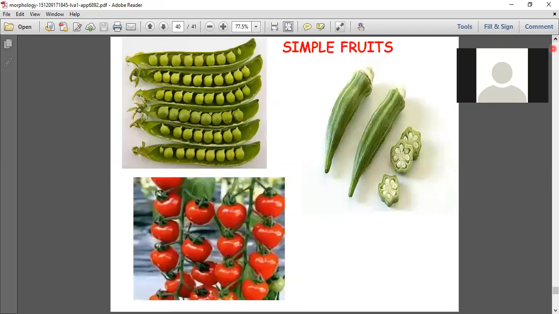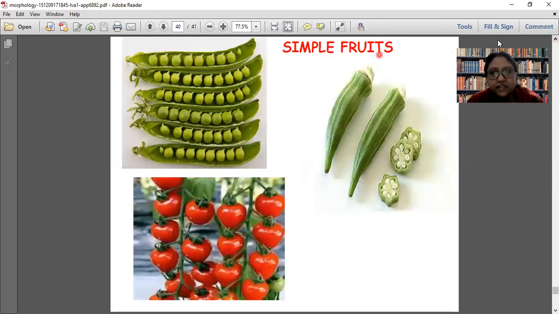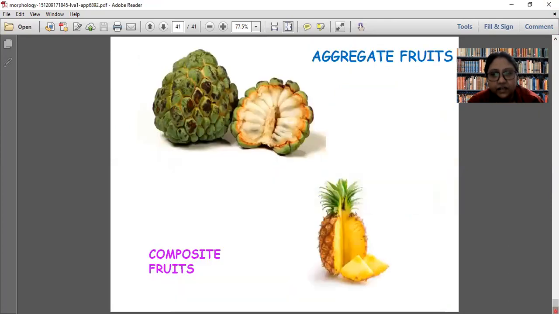Mango, yes, it's mango only. You can see here so many types of simple fruits are mentioned. Okay, now we will talk about composite fruit, which is not a single fruit. In this case, the whole inflorescence is converted into a fruit. For example, pineapple. You can clearly see the demarcations present in pineapple.